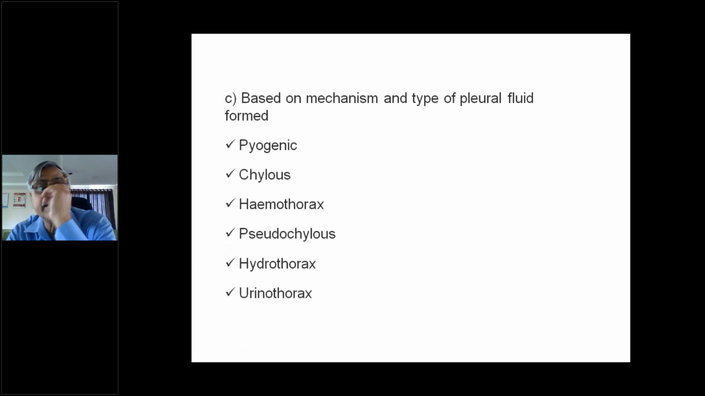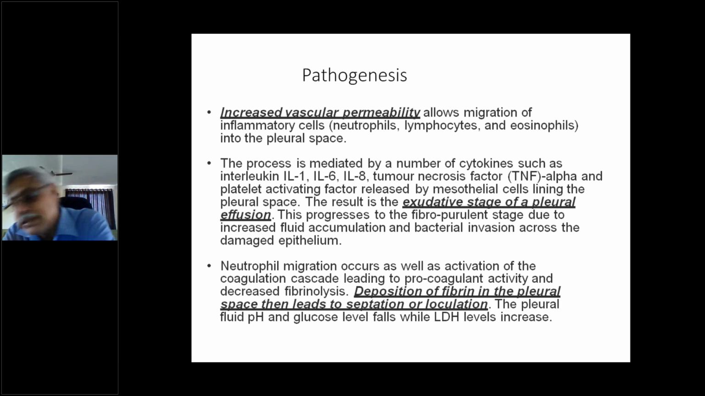Of course, based on the mechanism, the type of pleural fluid, this also we discussed. What is the pathogenesis? Srinath? One of you, please. Harika? Yes, sir. What is the pathogenesis, ma'am? Sir, there is increased pleural pressure.